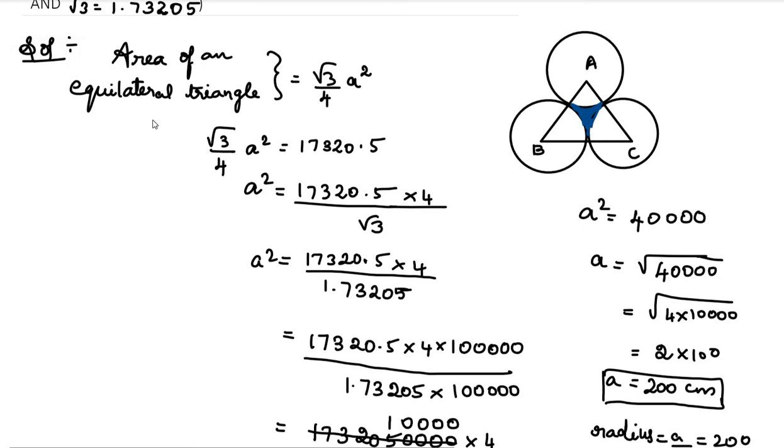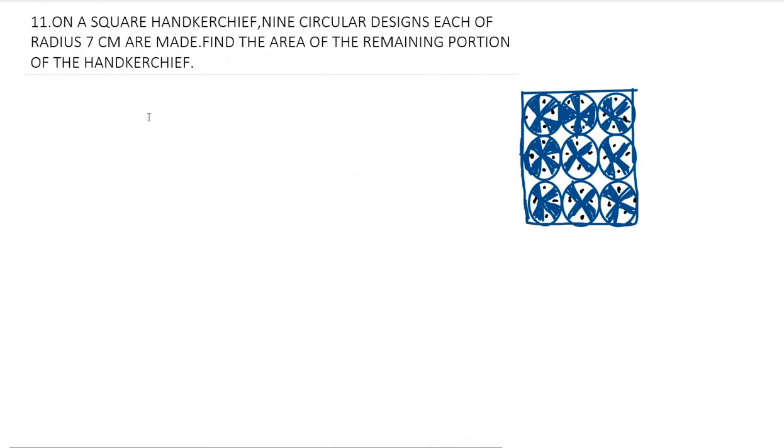Yes. See the 11th sum. On a square handkerchief, 9 circular designs, each of radius 7 cm, are made. Find the area of the remaining portion of the handkerchief. Okay, we are going to find the area of the remaining portion of the handkerchief. Here we have a square, and how many circular designs are there? 9 circular designs.